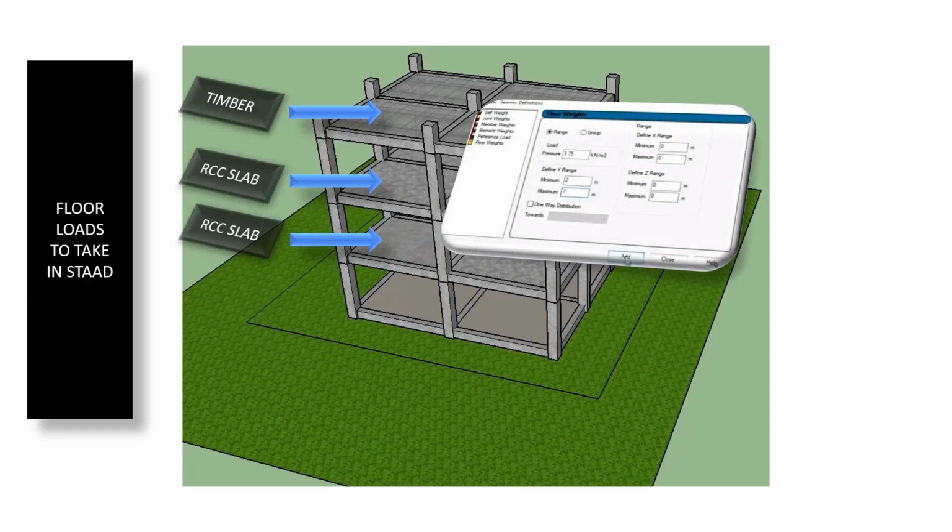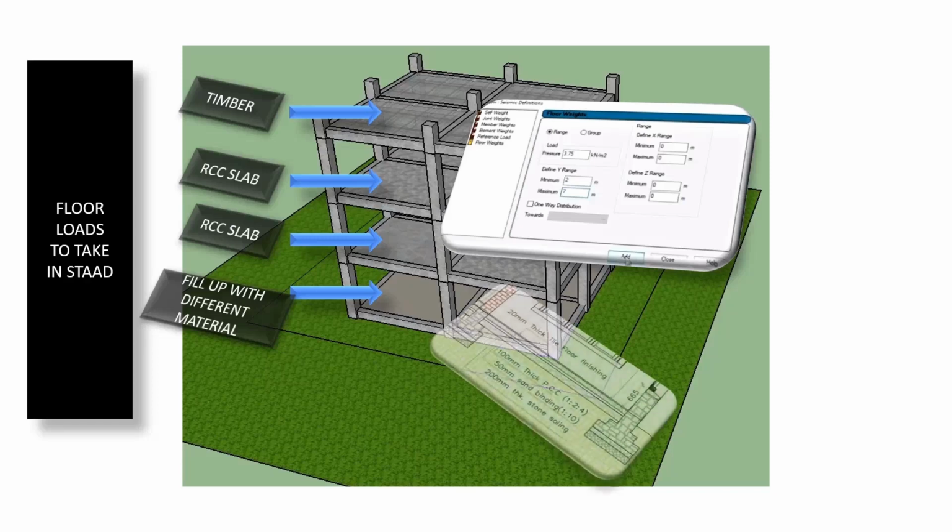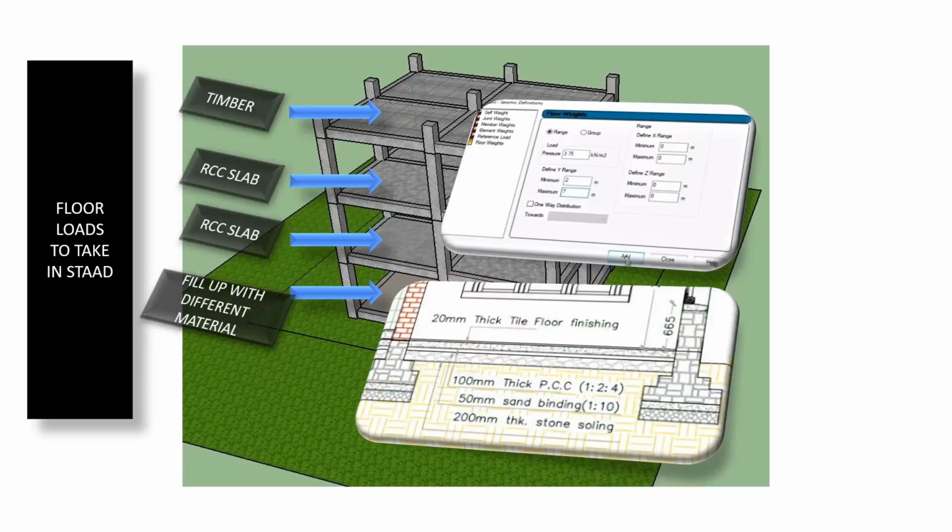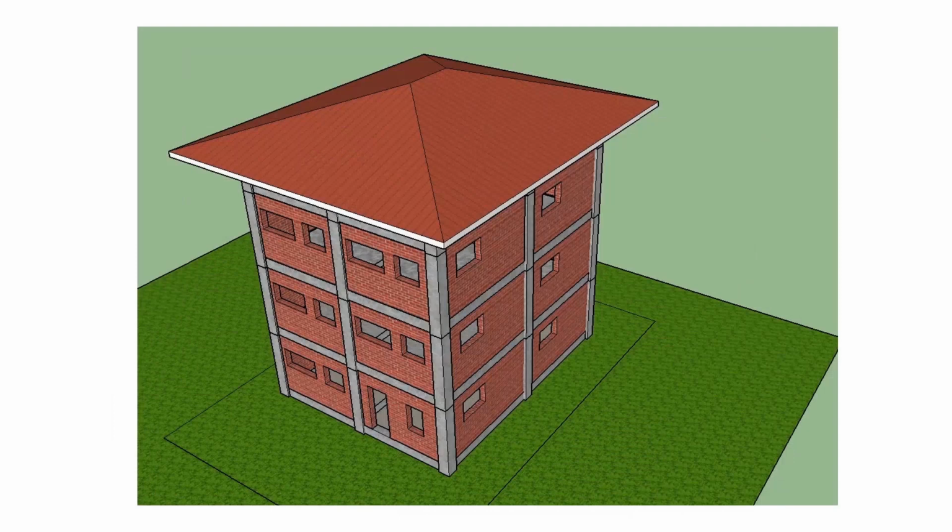Now coming to the general dead load. In our previous video, we considered the load contribution from the slab. For the ground floor, we don't have to consider the load contribution from the column and beam, because it is just filled up with different material, and the load will be directly resting on the earth. If you want to see how the different materials are filled up, you can see it here.